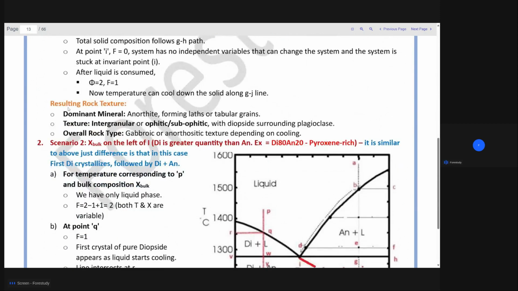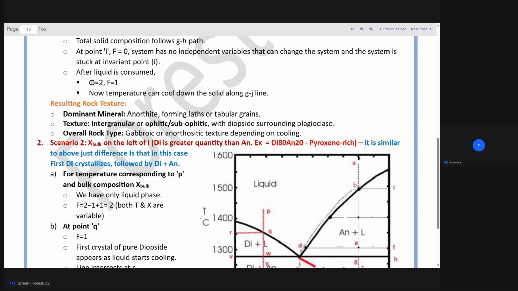So the resulting rock texture will have a dominant mineral anorthite forming laths or tubular grains. So it will form anorthite laths, or plagioclase or feldspar laths, or tubular grains. Lath means a rectangular shape, a cuboid type of shape it will form. Textures are intergranular or ophitic, subophitic with diopside surrounding plagioclase.